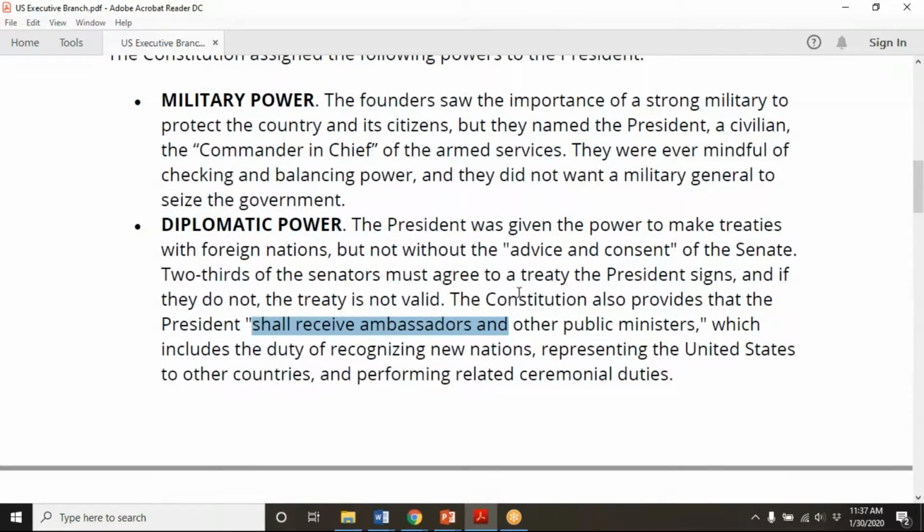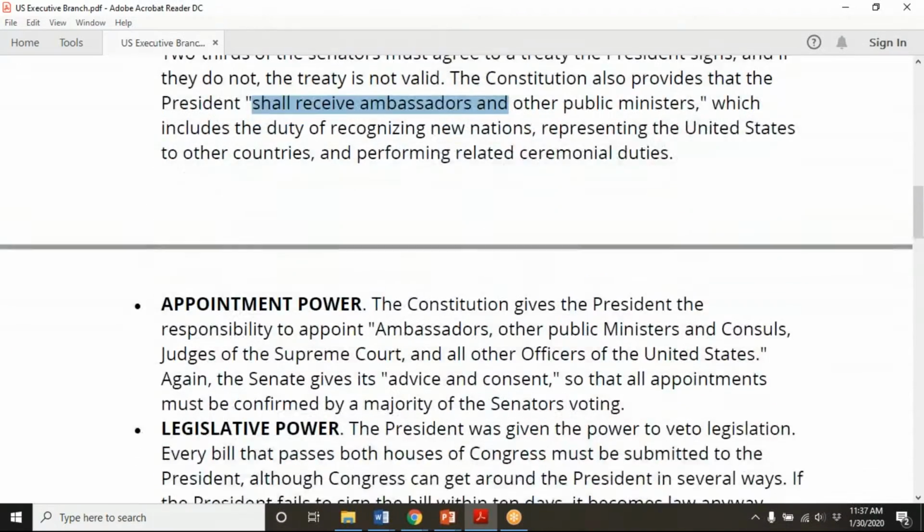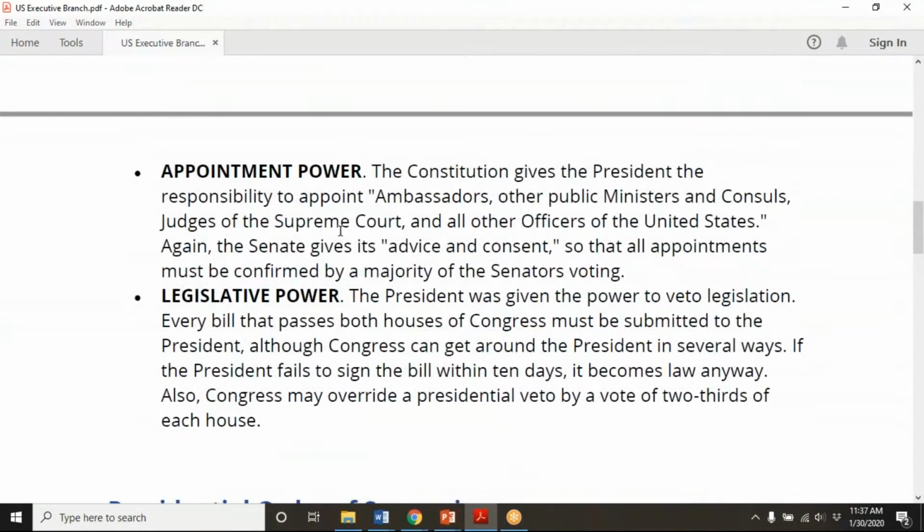Any questions about those two things we've talked about, military power, diplomatic power? No. No. Okay. Nadia, could you read appointment power?